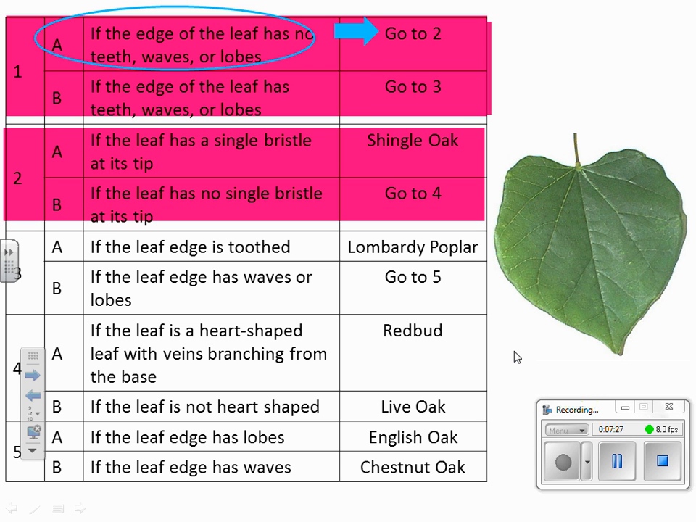So here are our options. If the leaf has a single bristle at its tip, so does it have any kind of extension on the end? I'm going to go with no bristle. So we're going to skip down to question number 4.